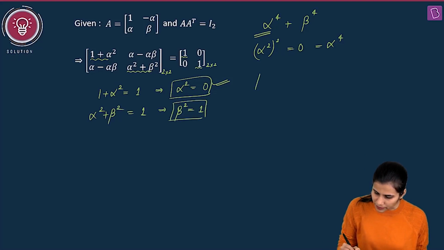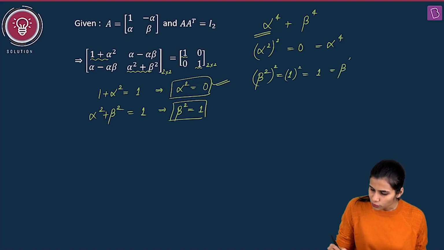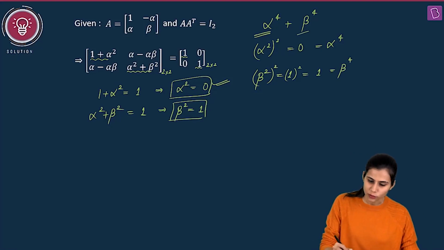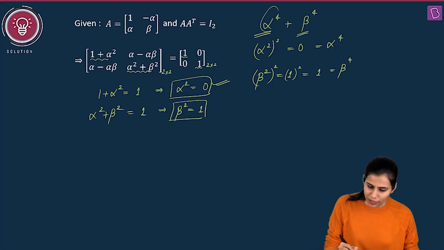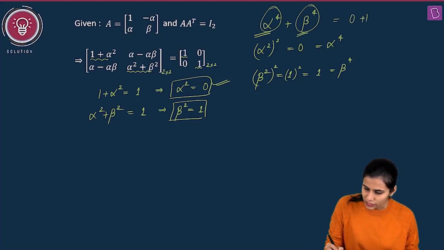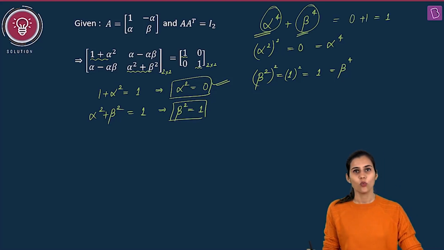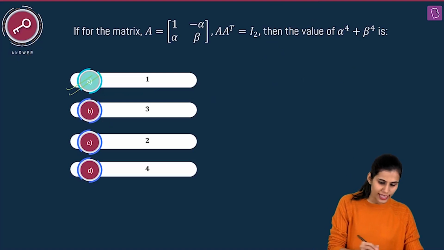The moment you know that beta square is 1, that gives you beta square whole square is 1 square, which is again 1, landing you with the value of beta to the power 4 equals 1. So alpha to the power 4 is 0, beta to the power 4 is 1. That means this expression has value 0 plus 1, which is 1, sitting in option A. You're done.